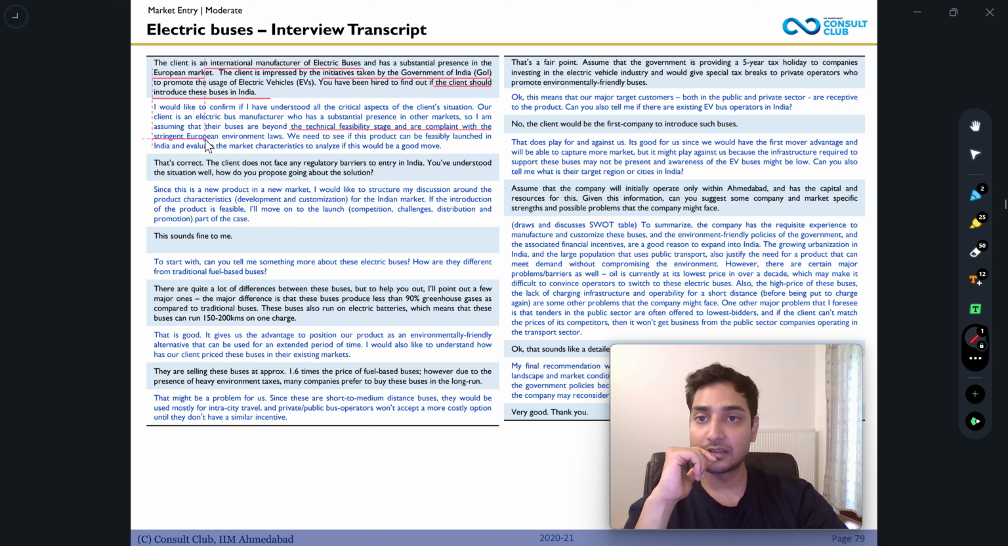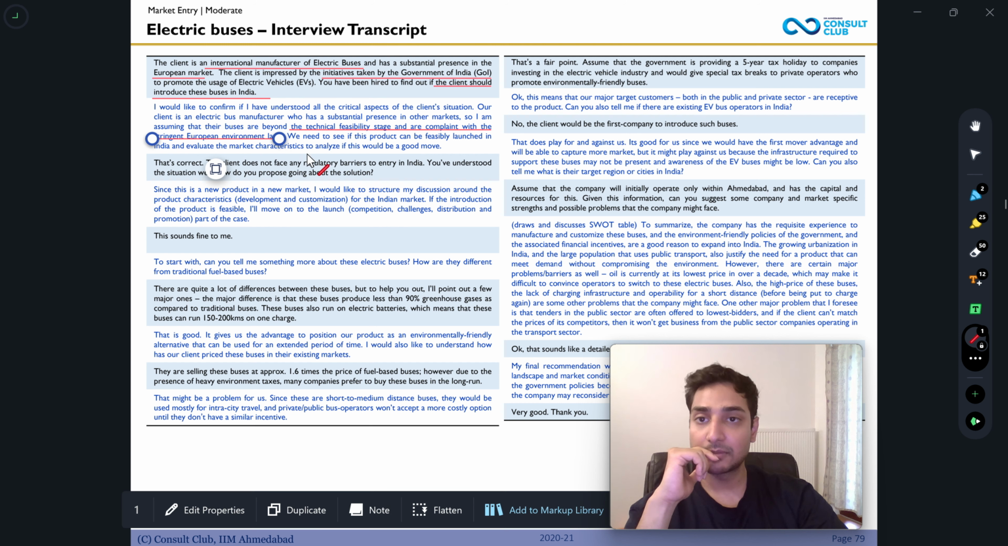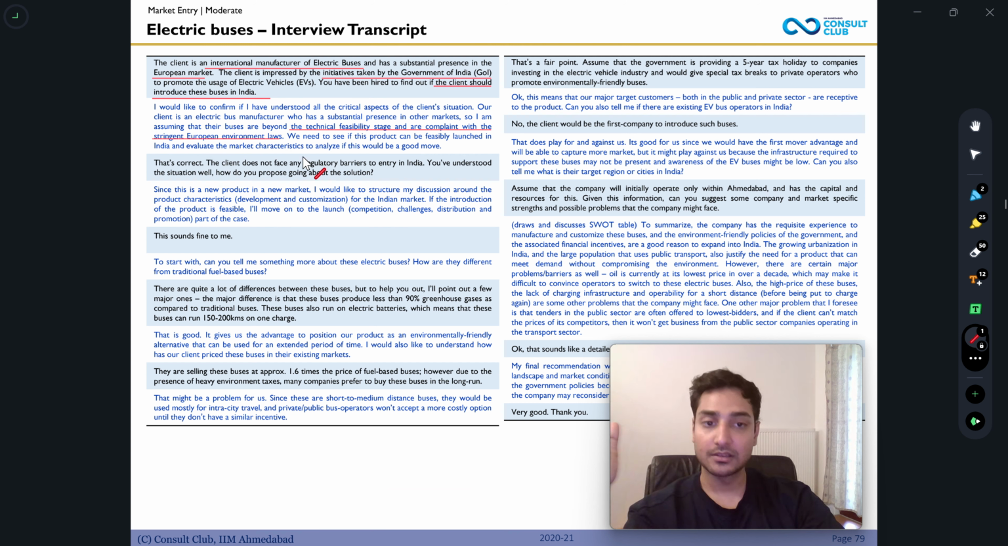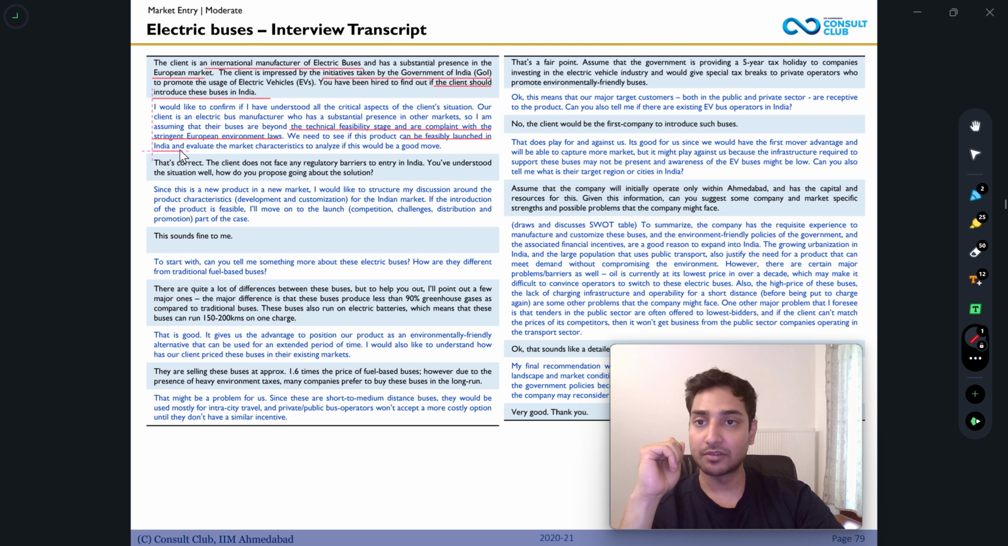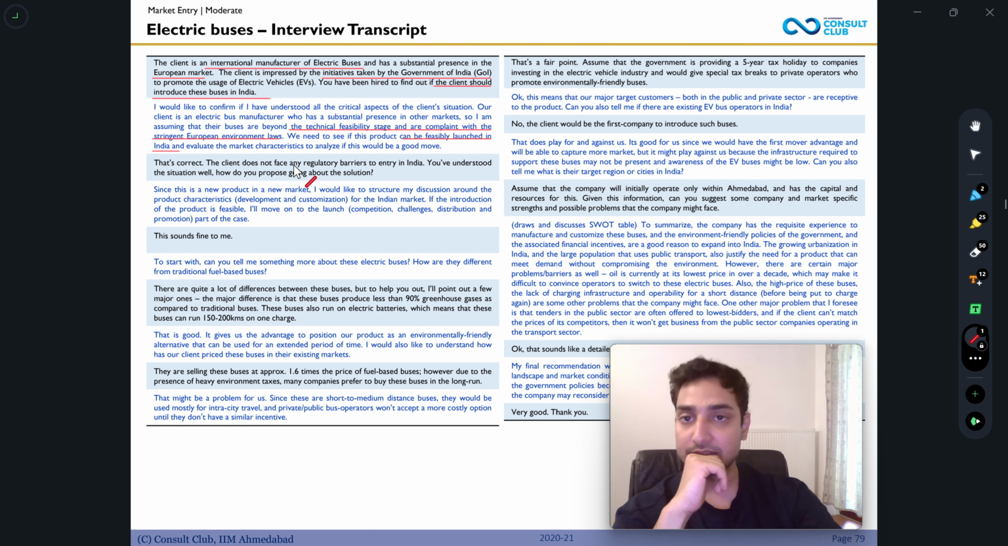The buses don't need much technical help to be launched in India since they are quite a big player in the European market. We need to see if the products can be feasibly launched in India and evaluate the market characteristics to analyze if this would be a great move. Okay, so we have to understand the feasibility of launching it in India and figure out if it's a good thing to do. That's correct.